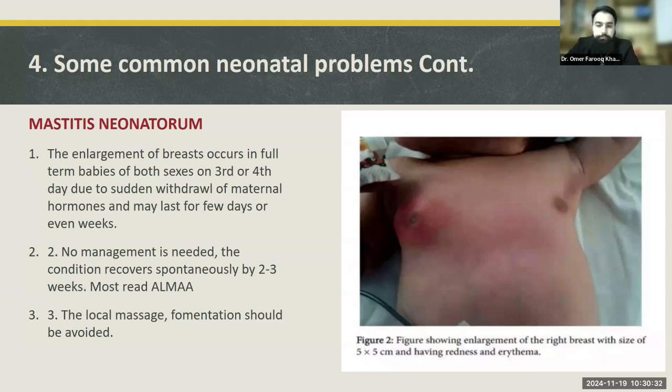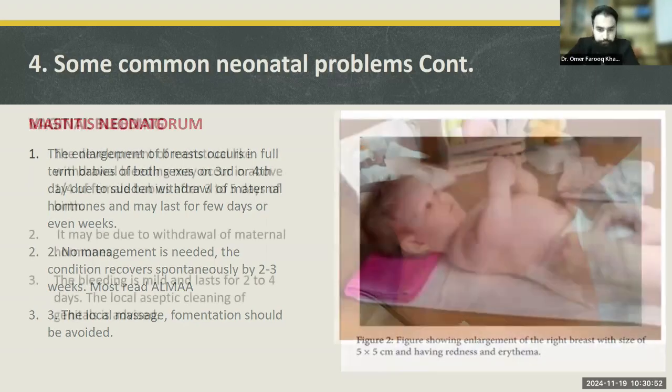You just take care that nobody touches the chest of the baby hard. Nobody applies any kind of pressure, and no hard object touches it, because it may be painful for the baby. But apart from that, the baby's chest inflammation usually settles on its own within a few days.